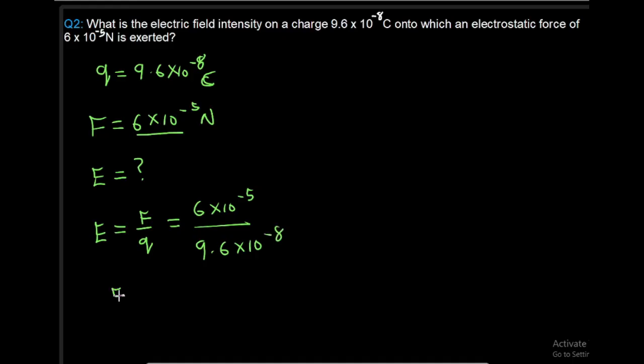So that will give us electric field intensity equal to, we use our calculator here, and we have for the numerator 6 times 10 to the power of minus 5, you can put your numerator in brackets, divided by the denominator, you also put it in brackets, 9.6 times 10 raised to the power of minus 8. All right, and that will give us 625. So this is the magnitude of the electric field intensity or the electric field strength.